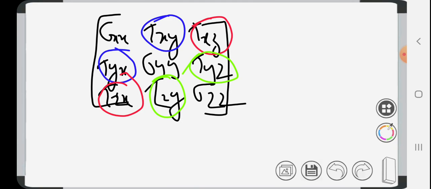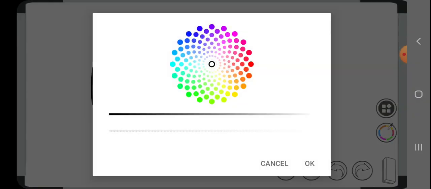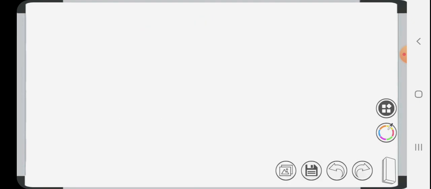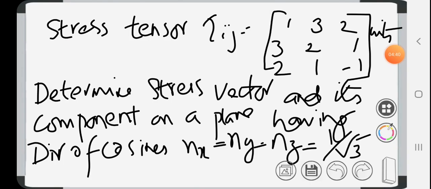Now we will do a problem on determining the stress vector on an arbitrary plane whose direction cosines are given. This is the question. The stress tensor at a point is given as tau ij equal to the matrix 1 3 2, 3 2 1, 2 1 minus 1. Note that these two values will always be equal, and these two, and these two.